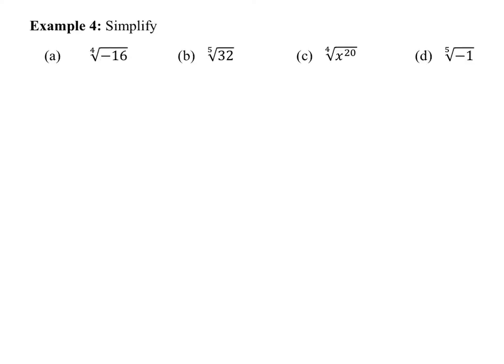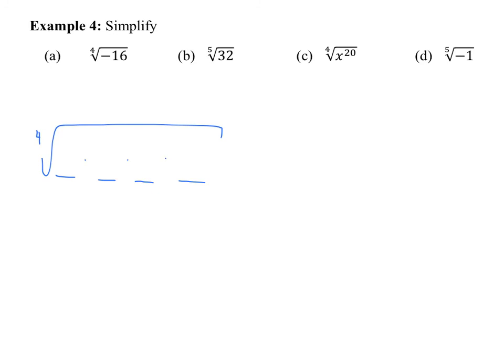All right, so let's simplify these. 4th root of negative 16. Can you find a number that, when multiplied by itself 4 times, which is what this really means, gives you negative 16? No. Why not? What's the 4th root of positive 16? 2. And if you make it negative 2, is it going to work? If you multiply negative 2 times itself 4 times, does it come out to be what kind of a number? A positive number.